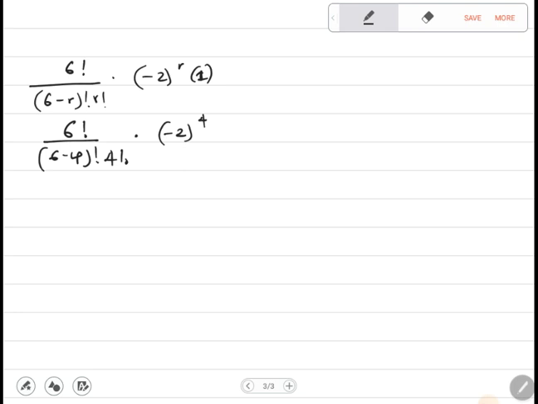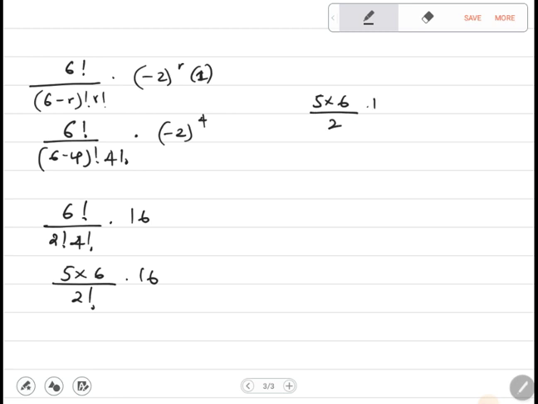So this will be 6 factorial divided by 2 factorial, multiplied by 4 factorial, multiplied by negative 2 to the power 4, which will give us 16. We can evaluate 6 factorial and 4 factorial. What do we get? We get 5 times 6 as usual, over 2 factorial times 16. Now 2 factorial is just 2. And this will give us 5 times 6 over 2 times 16. The 2 can go there, leaving 8. It will be 5 times 6 times 8. That is 30 times 8, and this will give me 240.